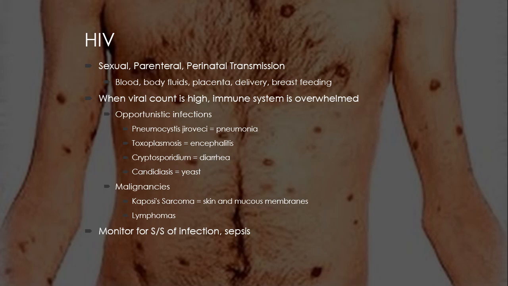So switching gears, I just want to finish up our discussion on immunity, talking about the human immune deficiency virus, or HIV. This virus enters the body through contact with blood and bodily fluids. Routes of transmission include sexual contact, sharing needles or needle sticks, childbirth, and breastfeeding. Once inside the body, the virus enters the body's own immune cells, called CD4 T cells, and replicates.